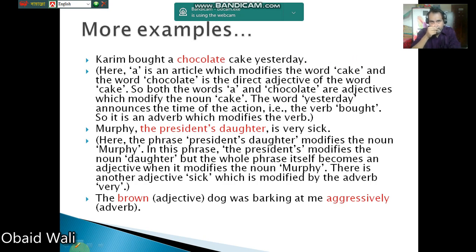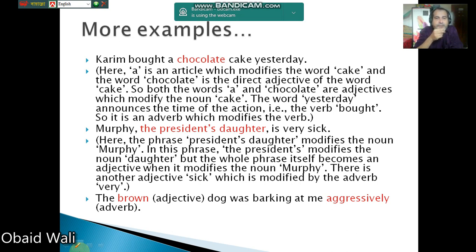Here are some more examples. For becoming a master in modifiers, you need to practice more. Look, the first one. Karim bought a chocolate cake yesterday. The word chocolate is in red color. Why? Because here chocolate is the modifier and it is an adjective. So it tells how the cake was, the nature of the cake. So chocolate is a modifier, obviously.